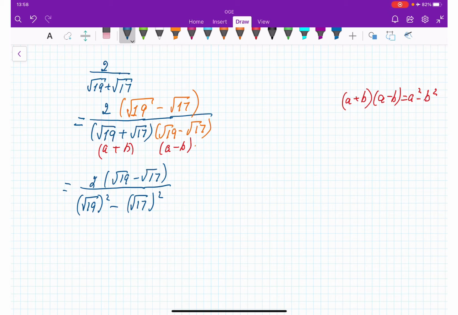So as a result we get twice square root of 19 minus square root of 17, and here we get 19 minus 17. Because 19 minus 17 is equal to 2, I can cancel these 2 and 2. And the result is square root 19 minus square root of 17. Okay.